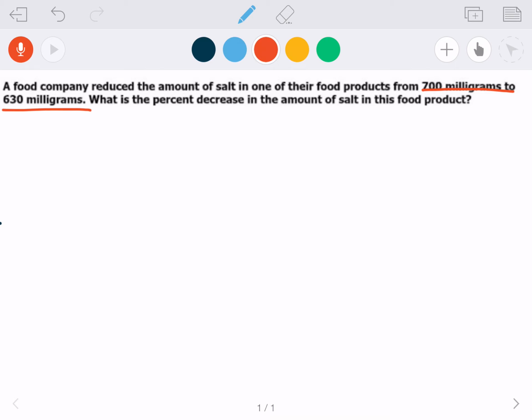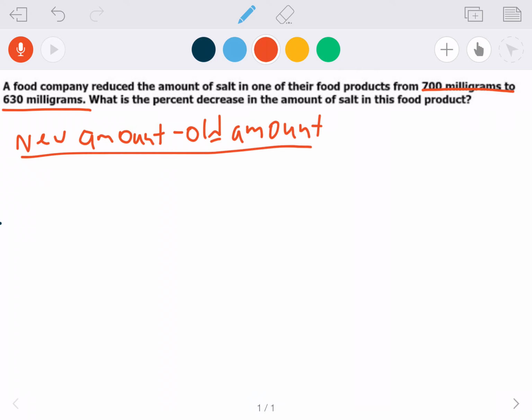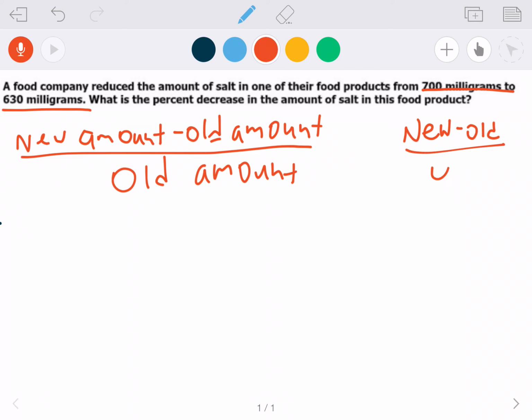So the key thing in this problem is we need to know our little formula, whatever you want to call it, to solve percent increase or decrease. So what that is, we have our new amount minus our old amount over our old amount. So, that's a lot of words. If you want to think of it in a shorter way, we have new minus old over old.